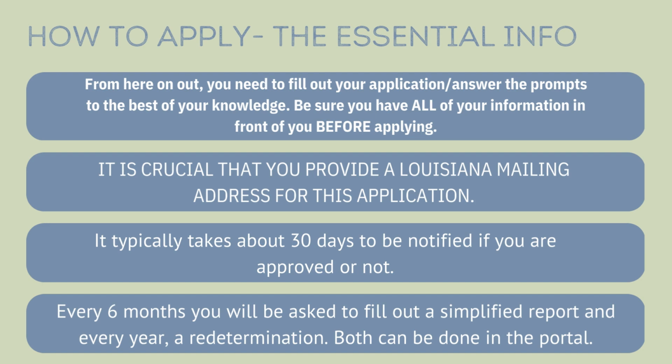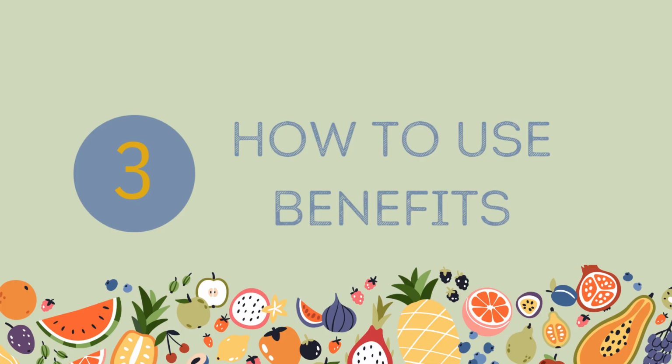Both of these can be done in the portal, in that same portal that you just logged into. They're on the homepage. It's super easy. A simplified report is just if you had any change in income, that's all they're asking you. You either say yes or no, and fill out any relevant information on there. It's like one page. It takes like 5 minutes. A redetermination, you're also just going through and seeing if any of your income changed, if you're still eligible for SNAP. Like I said, both of these can be done in the portal as well. So now let's move on to how to use your benefits.